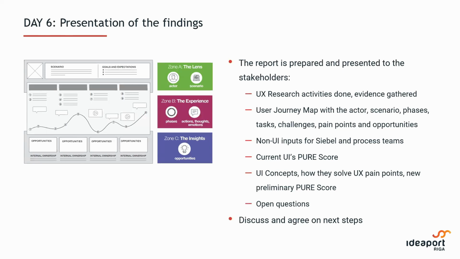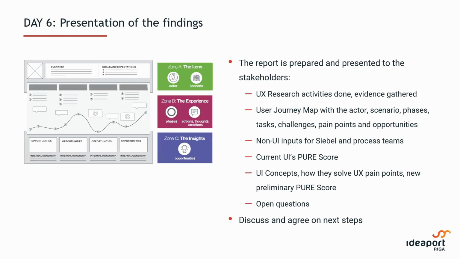So if you print it in A3 format, in color, it makes a good deliverable. And I saw that once we'd been doing some of these user journey maps, the managers would also post it on their wall so that they have an understanding of what's going on in the field. We would feed all these non-UI issues or improvement ideas to Siebel or process teams, for them to address.